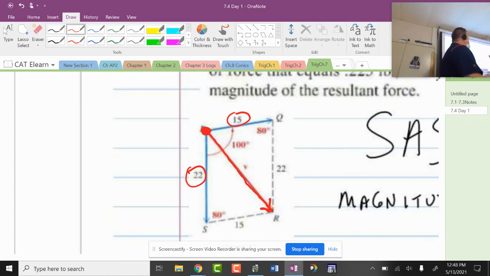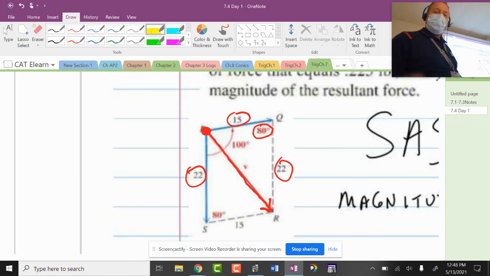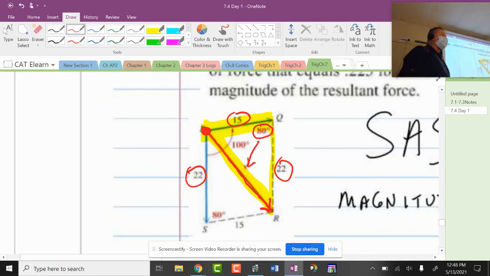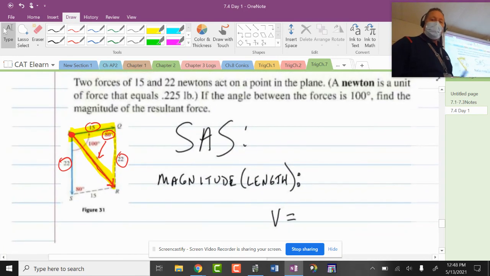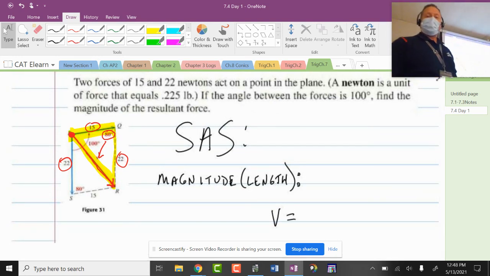I want to find the magnitude, the length of this diagonal, which is called the resultant. I cannot use this 100. I have to find this 80, the supplementary angle right next to it. Because now I have side angle side in this triangle. How can I find this length when I'm given side angle side? What did you just learn and take a quiz on? What law? Hint, hint, hint. Side angle side. Law of cosines.